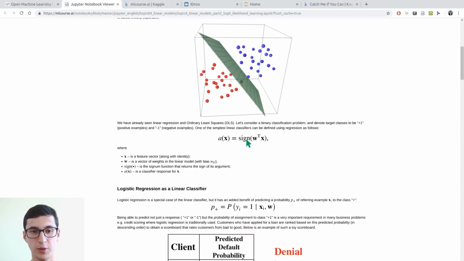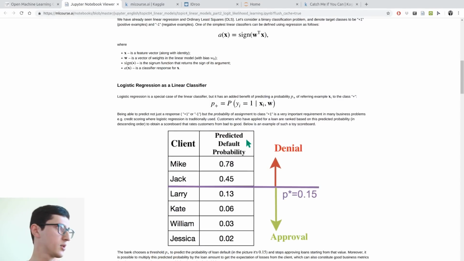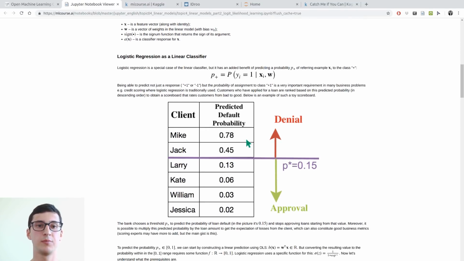Logistic regression will be seen as a particular case of a linear classifier, but we actually don't want to predict just -1 or +1, whether a client is going to be good or bad, churned or loyal. We are also interested in probabilities. So a really nice property of logistic regression will be its ability to predict probabilities of certain events. And here is some motivation why this can be helpful.